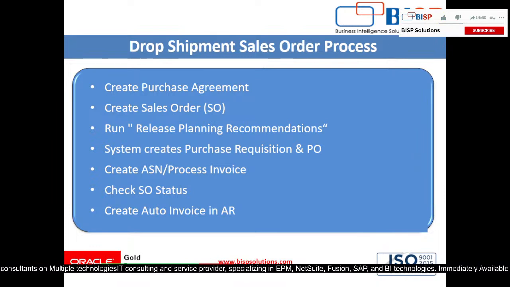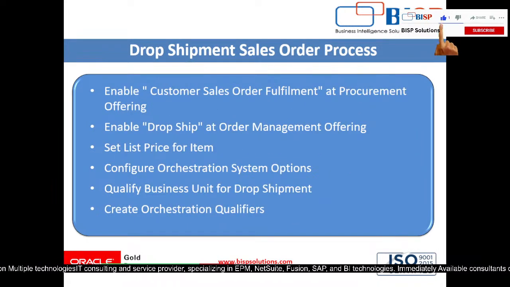So we create the ASN. Whenever we define this orchestration system option, or the orchestration qualifier, at that time we define either we can match our sales order to our AP setups, or you can match our sales order with the ASN, right? When our items come into our inventory, at that time we create the receipt, right?